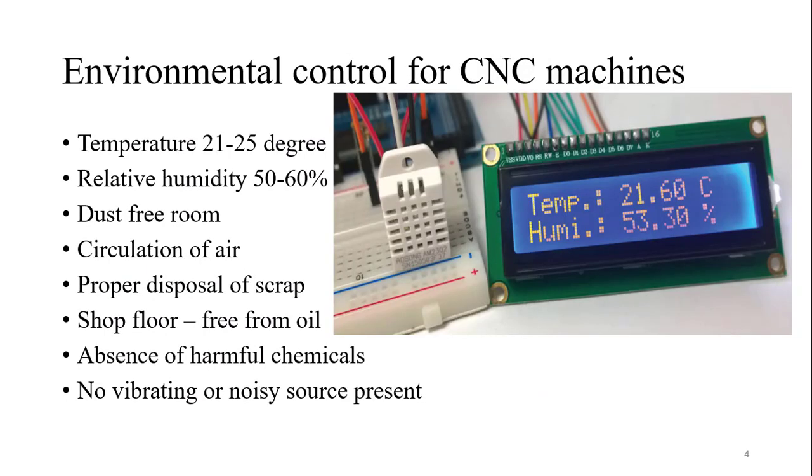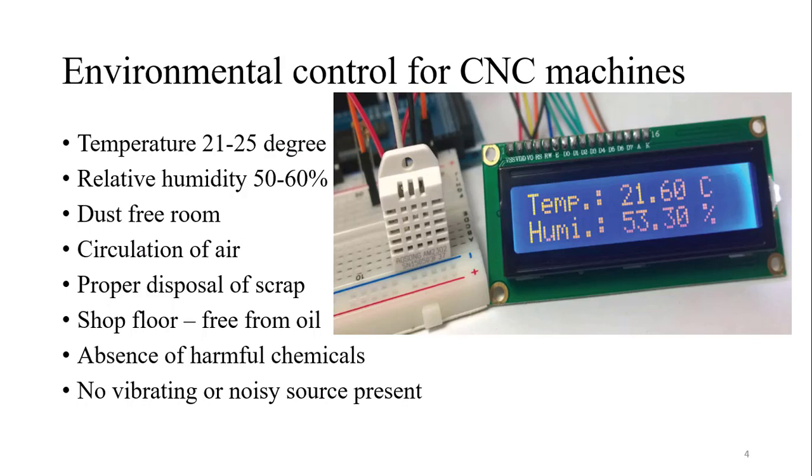So here is the environmental control for CNC machines. Like in the last class, I told you that these CNC machines are largely made up of electronic equipment. Electronic equipment gets heated up if the temperature is not in control, so it just burns out. For comfortable working of CNC machines, you need to make some environmental changes where the CNC machine is installed.